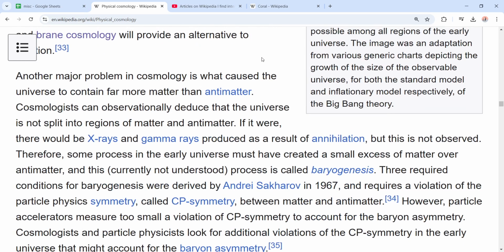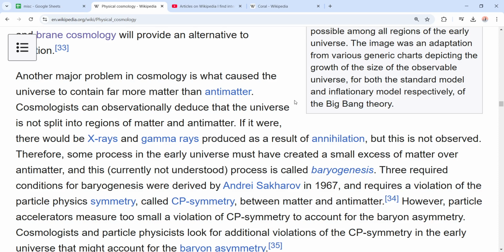Another major problem in cosmology is what caused the universe to contain far more matter than antimatter. Cosmologists can observationally deduce that the universe is not split into regions of matter and antimatter. If it were, there would be X-rays and gamma rays produced as a result of annihilation. But this is not observed. Therefore, some process in the early universe must have created a small excess of matter over antimatter, and this, currently not understood process, is called baryogenesis.